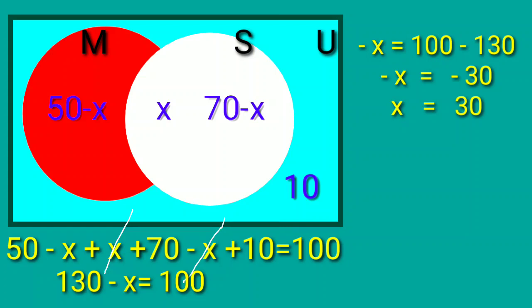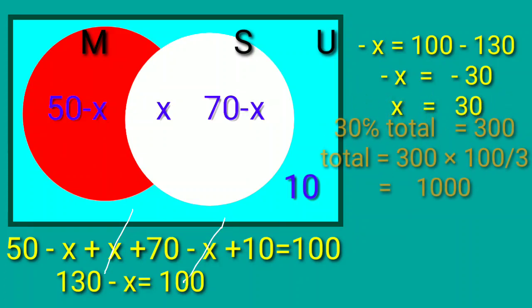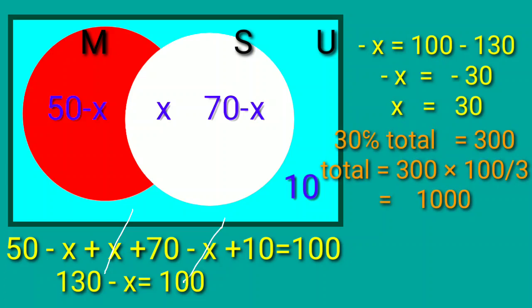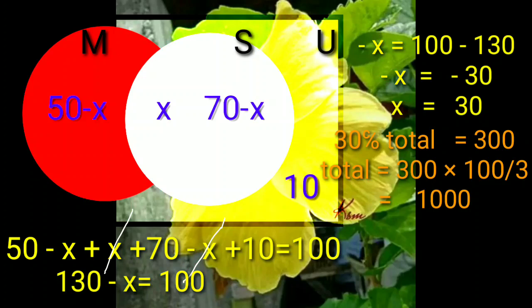In the question, it is given that 300 students passed in both the subjects. Here 30% of the students passed in both the subjects. So 30% of total is equal to 300, which is total is equal to 300 into 100 by 30. So total number of students is equal to 1000. Hence we are at the solution.